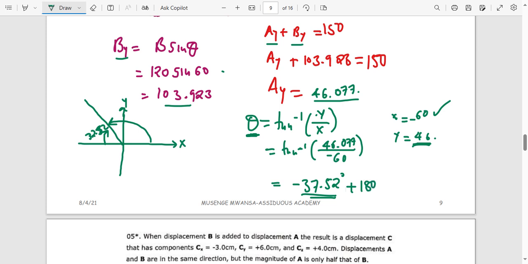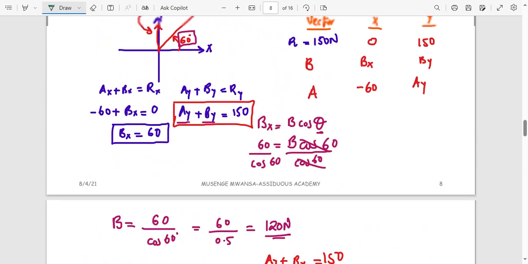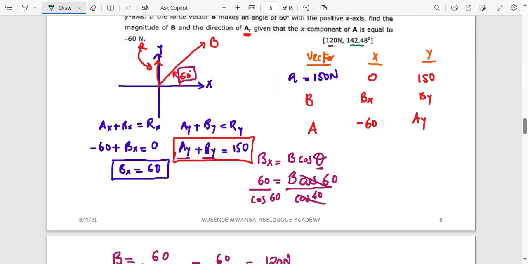So negative 37.52 plus 180 now gives us 142.4775 degrees. And that's the angle there.